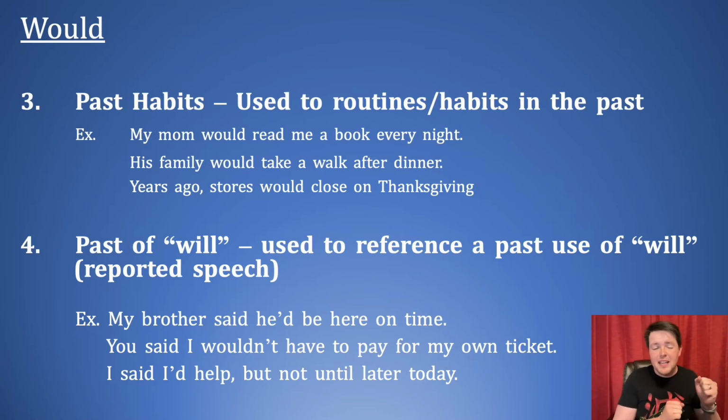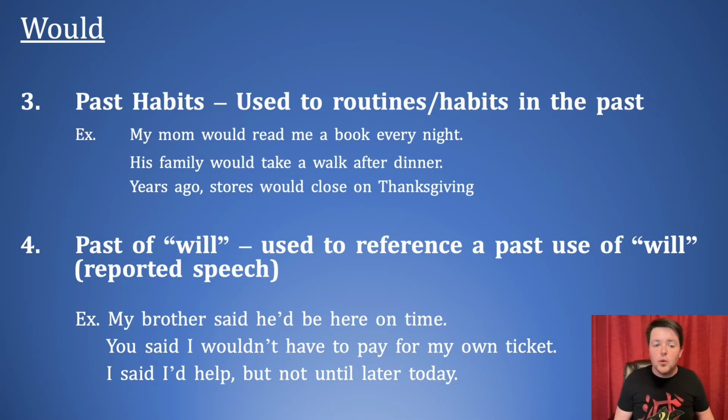Number 4 is probably the most difficult to understand, and this is the past of will. It's only used as a reference to a past time where somebody used the verb will. So for example, my brother said he'd be here on time. Now in the past, your brother said, I will be here on time. But that was in the past, so we don't use the word will anymore. We change it to would.